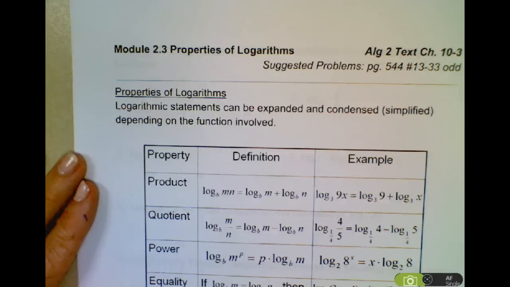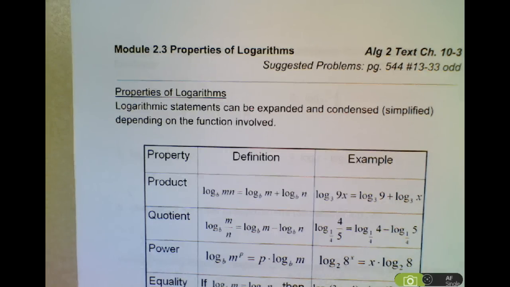Okay, Module 2.3, Properties of Logarithms. There are 4 properties of logarithms that you're going to need to know very well in order to manipulate logarithmic equations and solve them. It's just something you kind of have to commit to memory, and there's only 4, and they're fairly straightforward, so you should be okay.